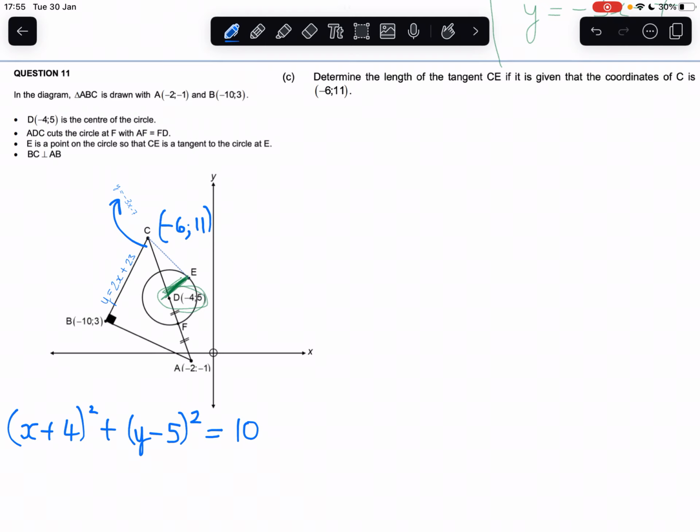Okay, so we know that MCD is equal to negative 3, and that's from the previous question. Therefore, MDE, the gradient of the line segment DE, will be the negated reciprocal of negative 3. So it's going to be positive a third. So we know that the equation of the line DE is going to be y is equal to a third x plus c.